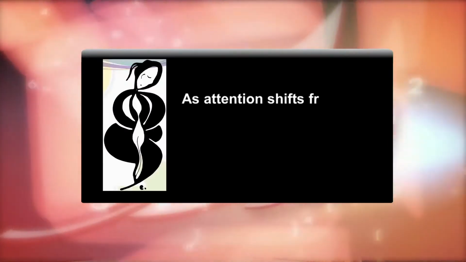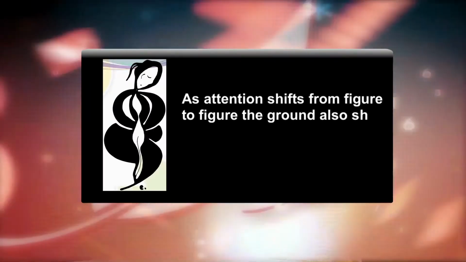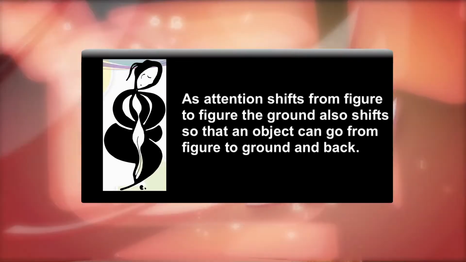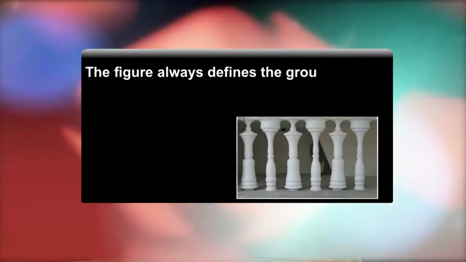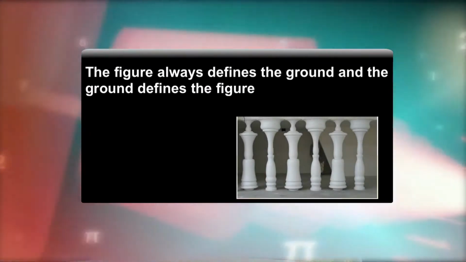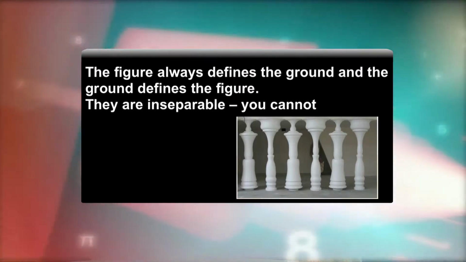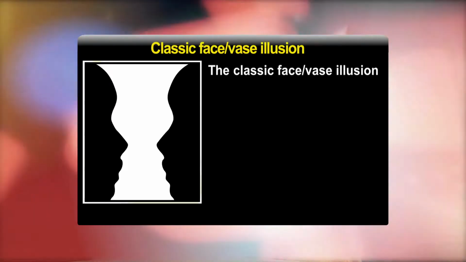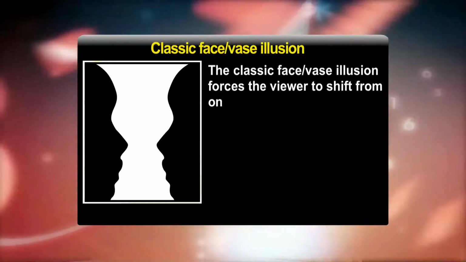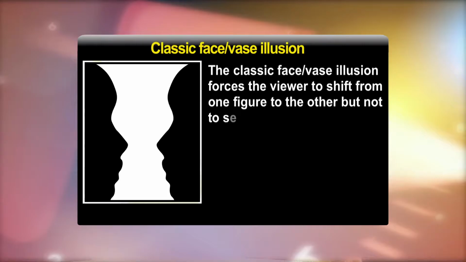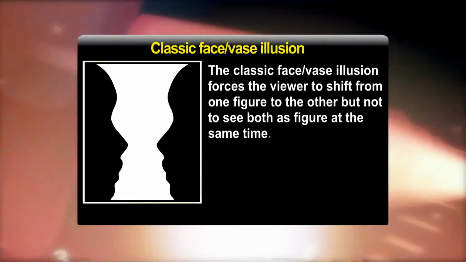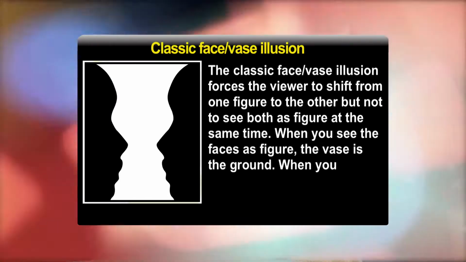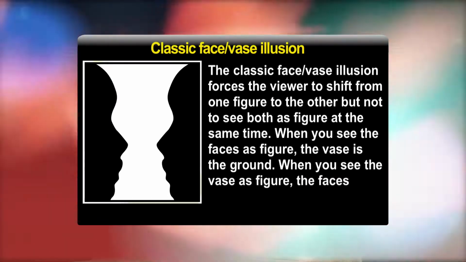As attention shifts from figure to ground, the ground also shifts so that an object can go from figure to ground and back. The figure always defines the ground and the ground defines the figure. They are inseparable. You cannot have one without the other. The classic face or vase illusion forces the viewer to shift from one figure to the other, but not to see both as figure at the same time. When you see the faces as figure, the vase is the ground. When you see the vase as figure, the faces are the ground.